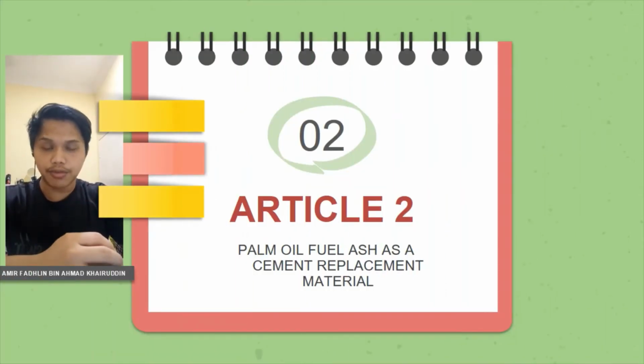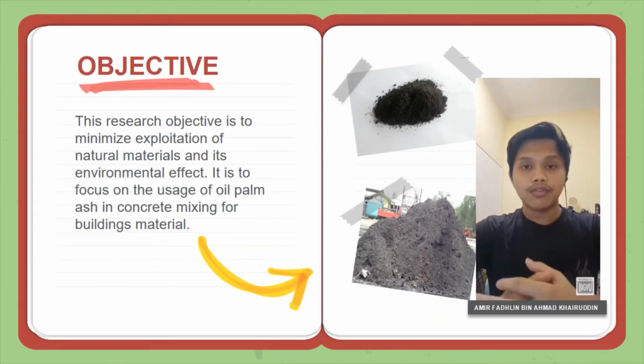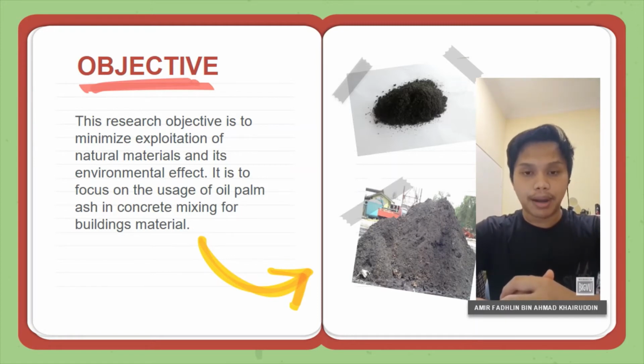For the first one, we have palm oil ash research. The objective of this research is to minimize the exploitation of natural materials and its environmental effect. It is also to focus on the usage of palm oil ash in concrete mixing for building material.